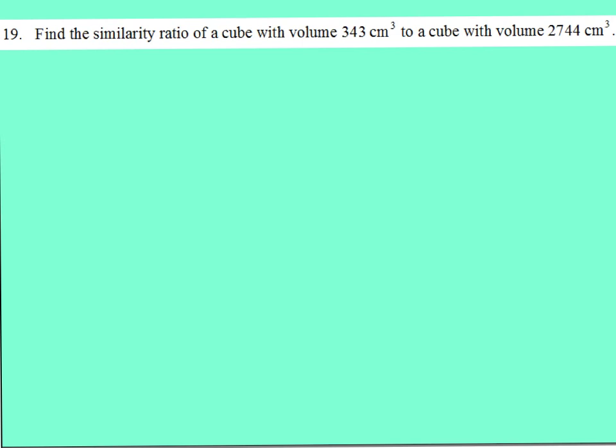Number 19 says, find the similarity ratio of a cube with volume 343 centimeters cubed to a cube with volume 2,744 centimeters cubed. If we want to find the similarity ratio, then we're going to say 343 is to 2,744. And since we know that volume is raised to a third power of the similarity ratio, what we're going to do to these numbers to find the similarity ratio is take the cube root of each. If this was surface area, then we would just take the square root. But since it's volume, we have to take the cube root.